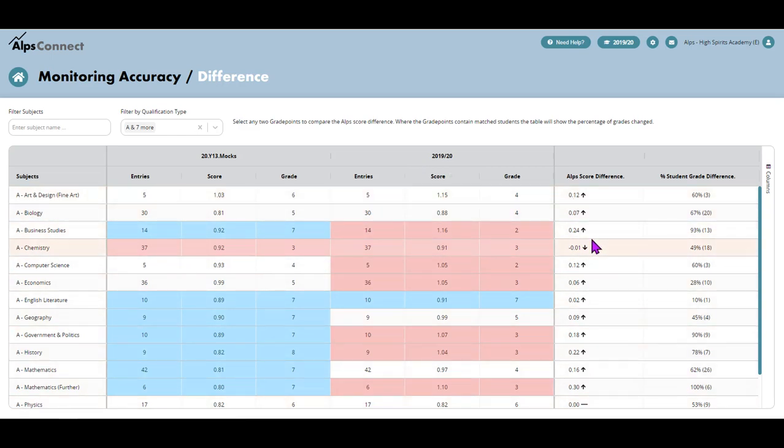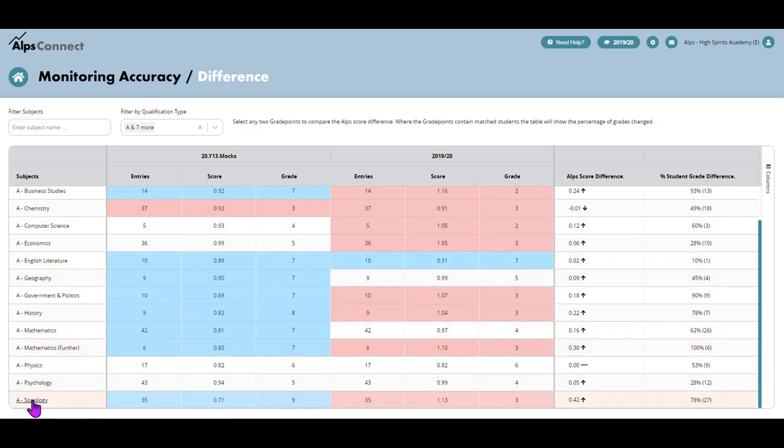So these are for the whole subject. So I'm a sociology teacher. I'm deliberately choosing that. So if I scroll down to sociology here, I've got a very strong hike up in grades. So 0.42. So that's 2 grades per student difference between the 2 grade points. So this is what I predicted, and this is what they actually got.